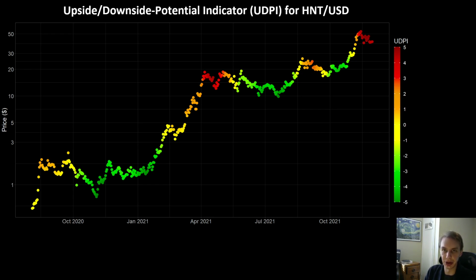where if people were actually using this network, then whether or not there's a crypto correction doesn't necessarily change the likelihood of people using the network. If you've already been using the network, why would you stop using it just because crypto's in a correction? In fact, it would just be cheaper to use the network then potentially because buying HNT would be cheaper.